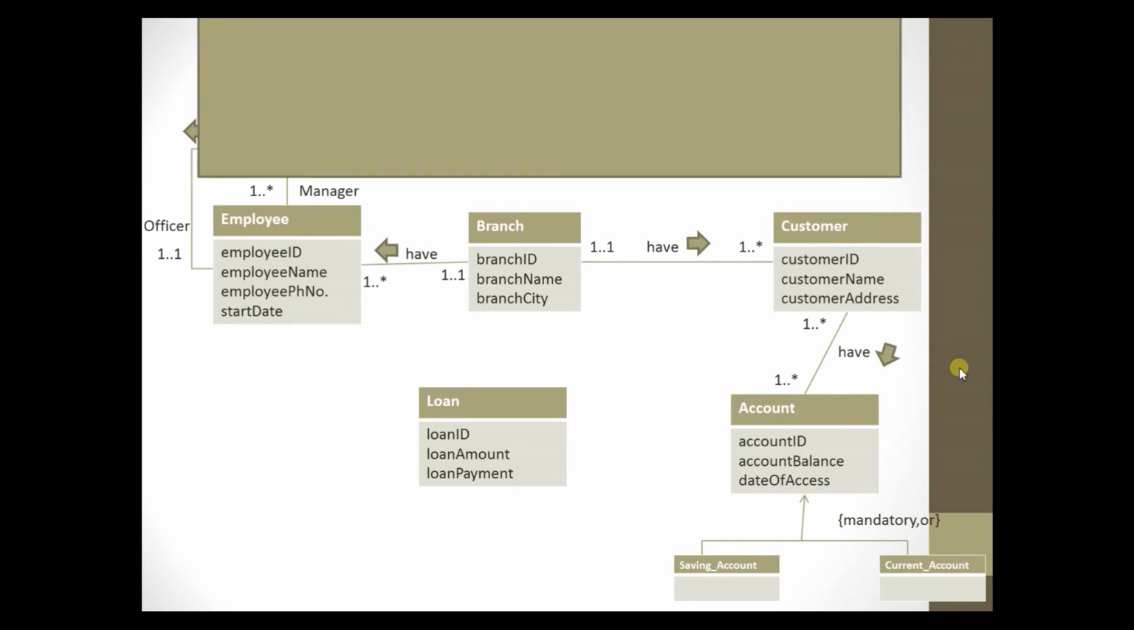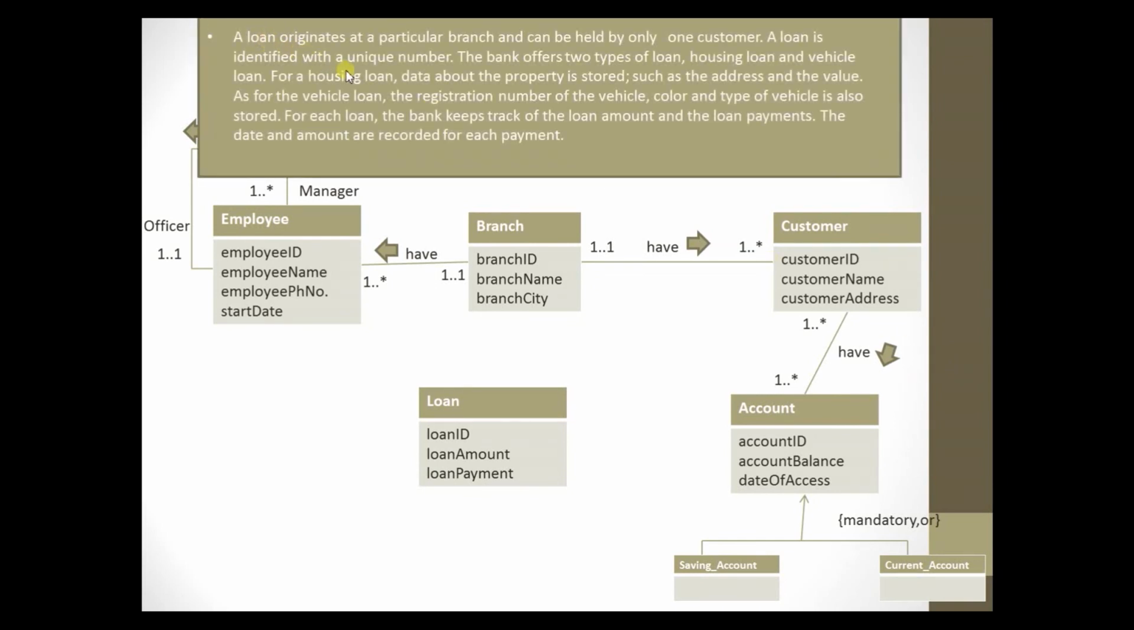So the next is about loan. A loan originates at a particular branch. It means that one branch can originate many loans, and one loan originates at a particular branch. And a loan can be held by only one customer. So a loan can be held by only one customer, but a customer can borrow many loans.